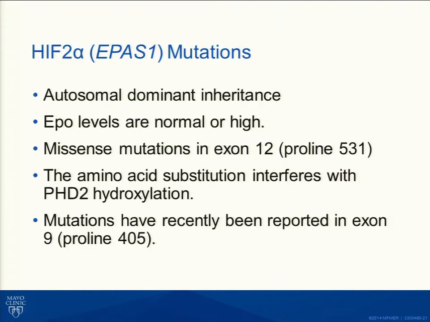So looking first at the HIF2 alpha mutations, these are inherited in an autosomal dominant pattern. Erythropoietin levels are normal or high. The vast majority of the original ones described were in exon 12. This is the exon in which proline 531 is located. And these all have a common theme in that the amino acid substitution interferes with PhD2 hydroxylation at that proline 531. More recently, we've found mutations in exon 9, which is the location of the other proline, 405, with a similar mechanism occurring.